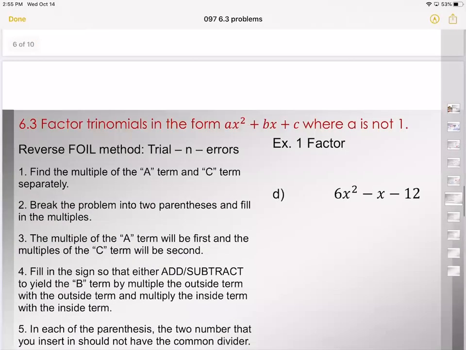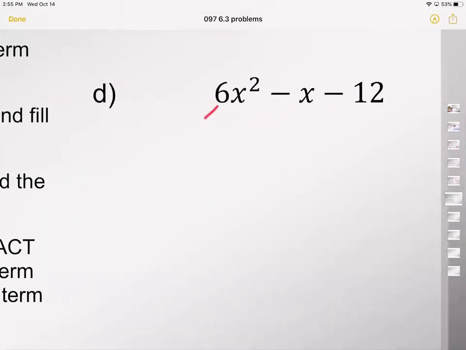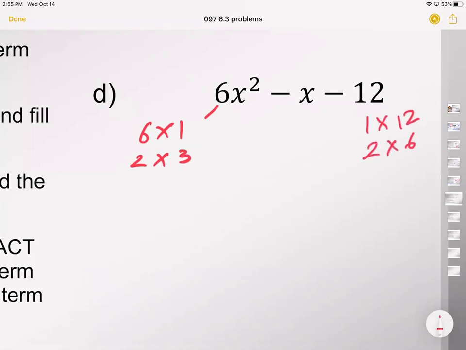Looking at this item here, it's a little bit harder in the way that if you look at this thing here, we have 6 times 1, 2 times 3. And this item here, you have 1 times 12, 2 times 6, 3 times 4. Okay, so hopefully you guys see that this item we cannot use because both of them are even. And if both of them are even, they cannot be together with an even number.